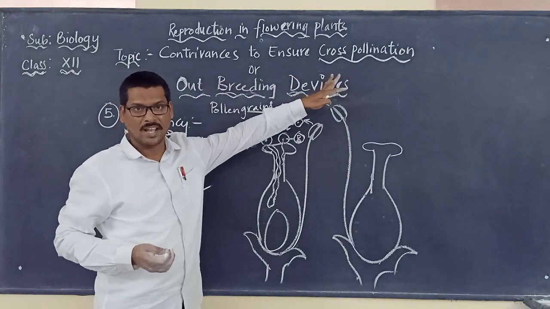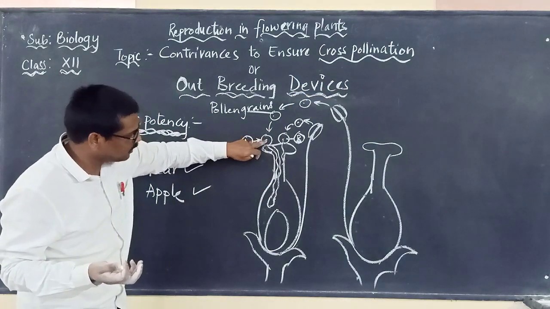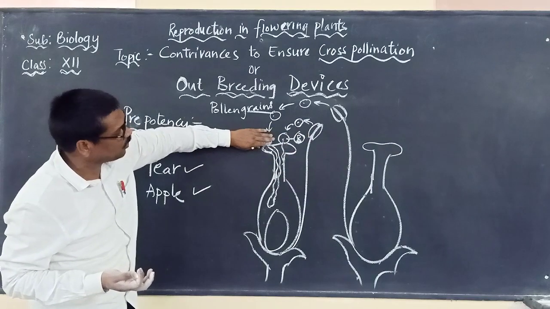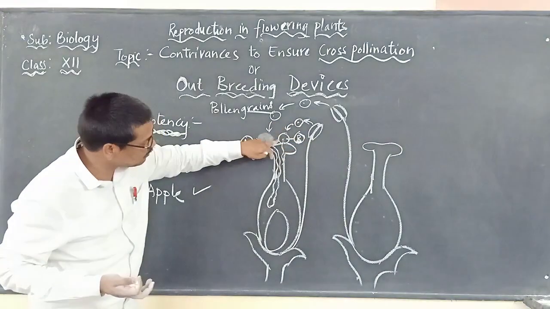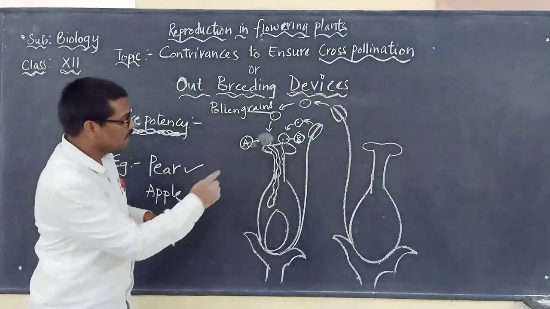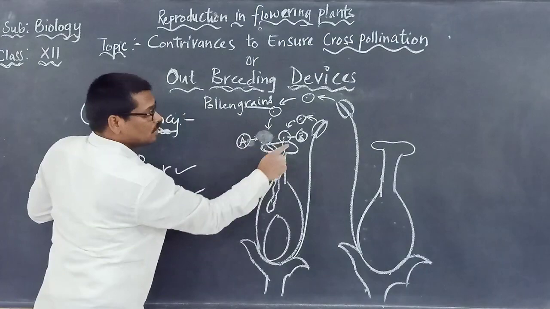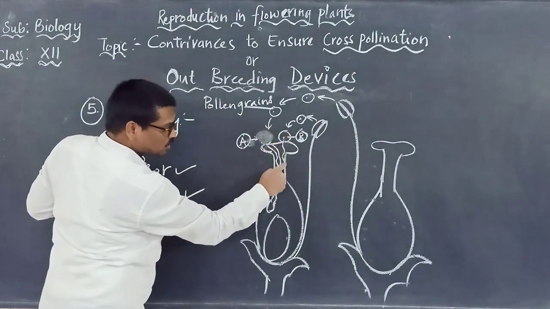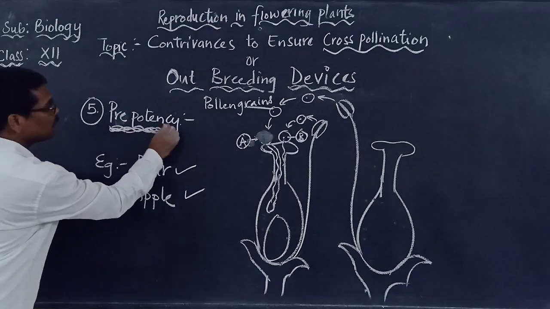And if cross pollination is not possible, it means the pollen grains of another flower are not at all falling. If these are not there, then the pollen grains of the same flower will germinate. If the pollen grains of another flower are not falling, then the flower will let its own pollen grains germinate. Okay, so that is about prepotency.